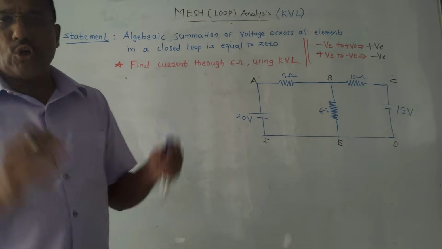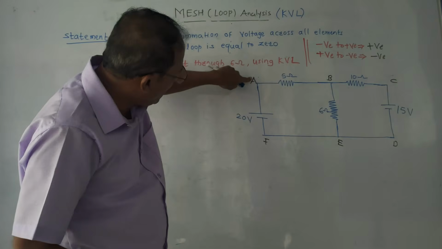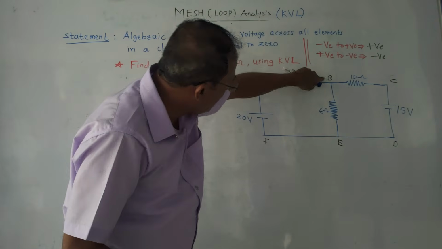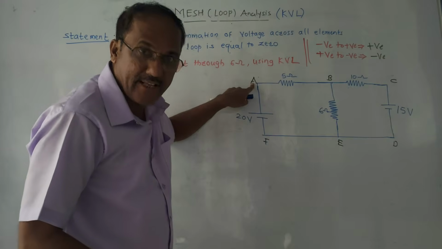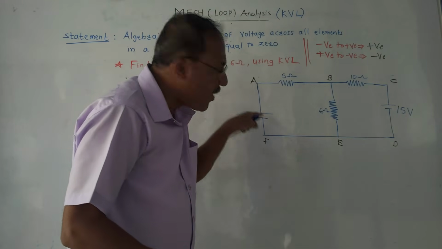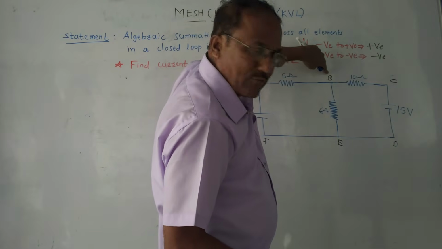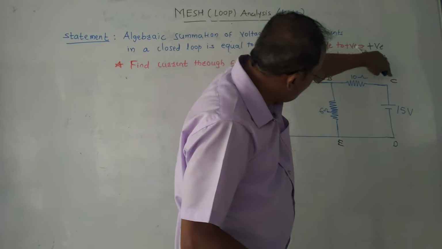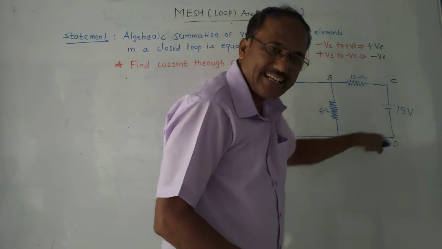What is the mesh or loop? Suppose I start tracing the circuit from point A and I move like this: A to B, B to E, E to F and F to A. That means again I am reaching the starting point. This is called one loop. Suppose I start moving from point B, then B to C, C to D, D to E and E to B, that is the second loop.